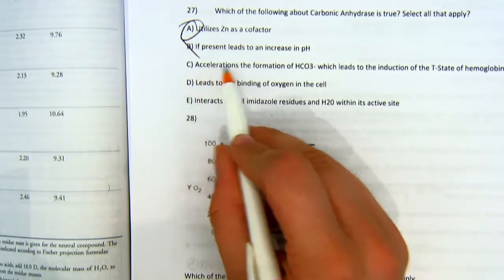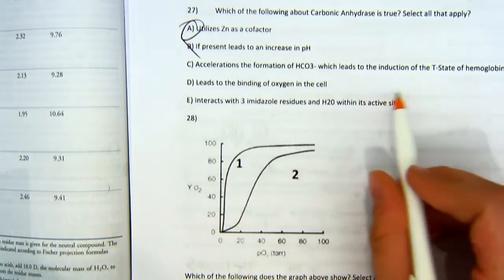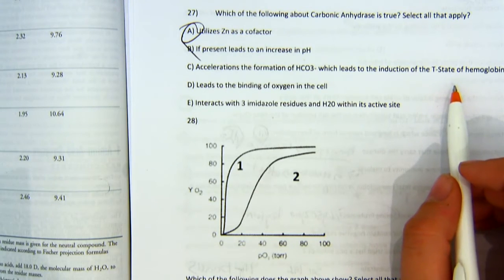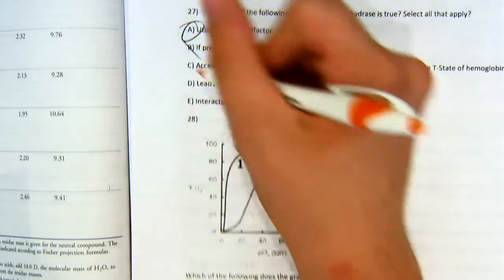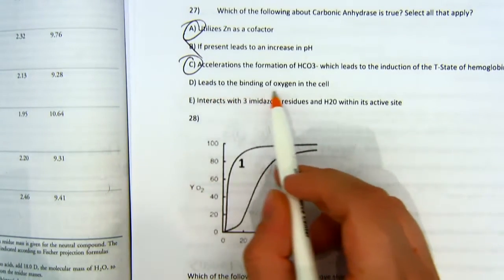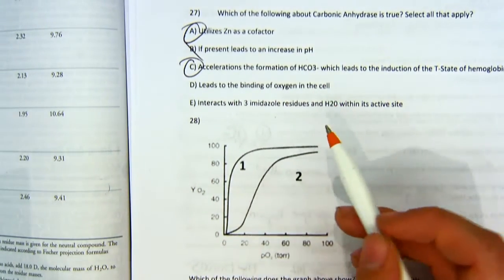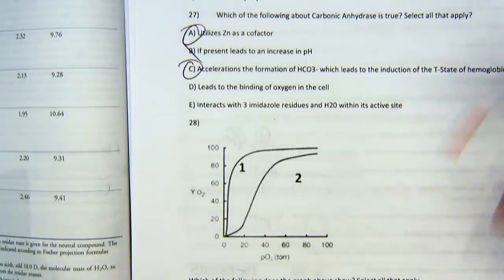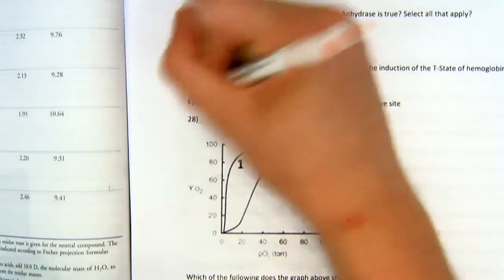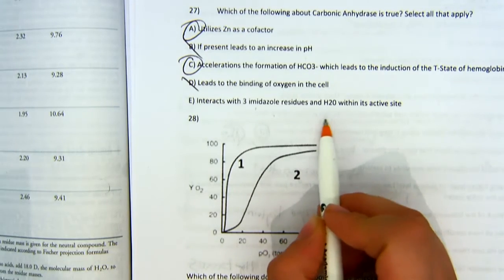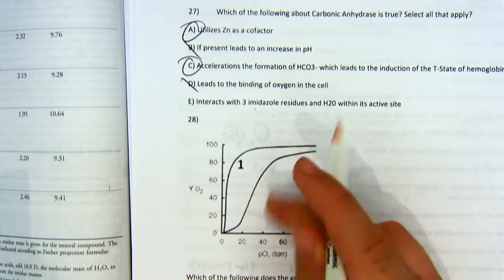What about this? Accelerates the formation of bicarbonate, which leads to the induction of the T state. How does that sound? Leads to the binding of oxygen in the cell. Would this affect oxygen binding to the cell in a hemoglobin or a myoglobin? No, right? Interacts with free amino residues and water within its active site. Would we see that?